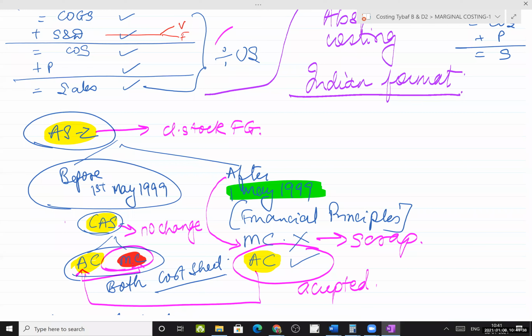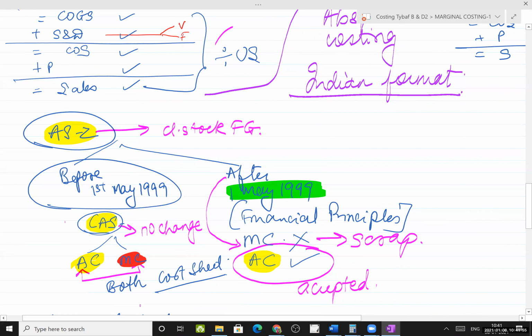बट आउटसाइड इंडिया ऐसा कुछ नहीं है. आउटसाइड इंडिया थोड़ी ना एएस अप्लाई होता है, राइट? या आउटसाइड इंडिया दे गो विद दैट अप्रोच, मार्जिनल कॉस्टिंग अप्रोच. क्लियर? एम आई क्लियर? Okay, fine.